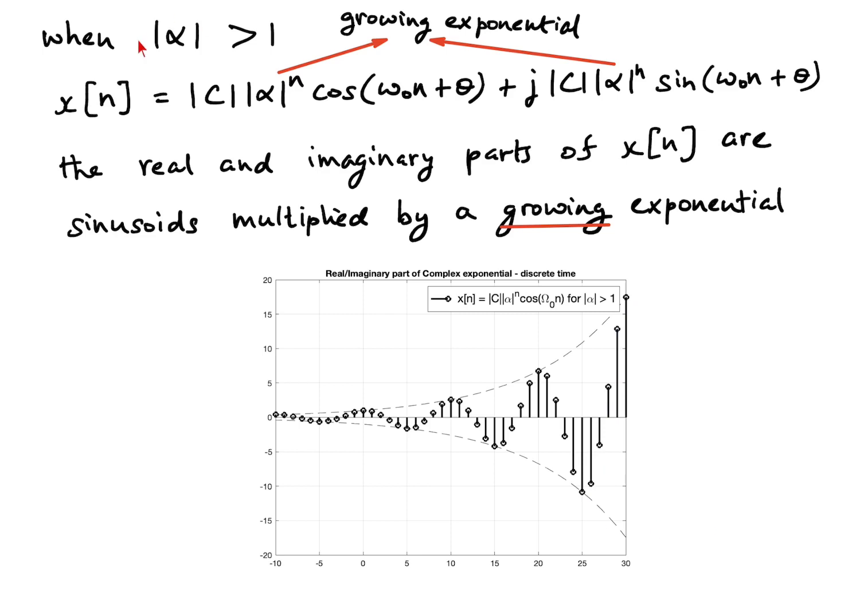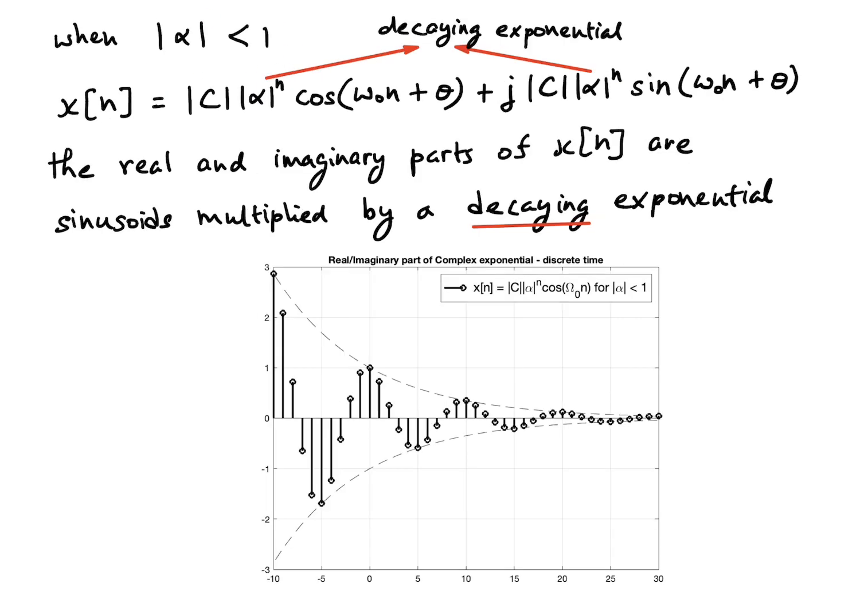Okay, let's see the case when the magnitude of alpha is less than 1. So when we have alpha less than 1, that means that number is something like 0.5. So 0.5 power 0, when n is 0, is 1. 0.5 power 1 is 0.5. 0.5 power 2 will become 0.25. So you see, as n increases, this term is becoming smaller and smaller. So that corresponds to a decaying exponential. So in that case, when the magnitude of alpha is less than 1, we see that the real and imaginary parts are again sinusoidal sequences, but they're getting multiplied with the decaying exponential.